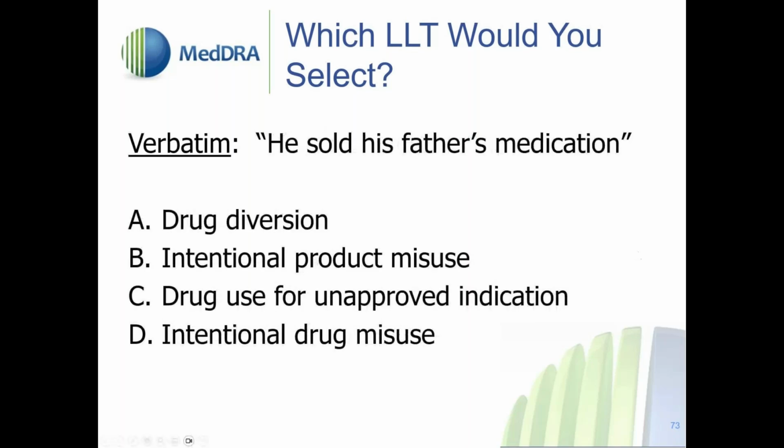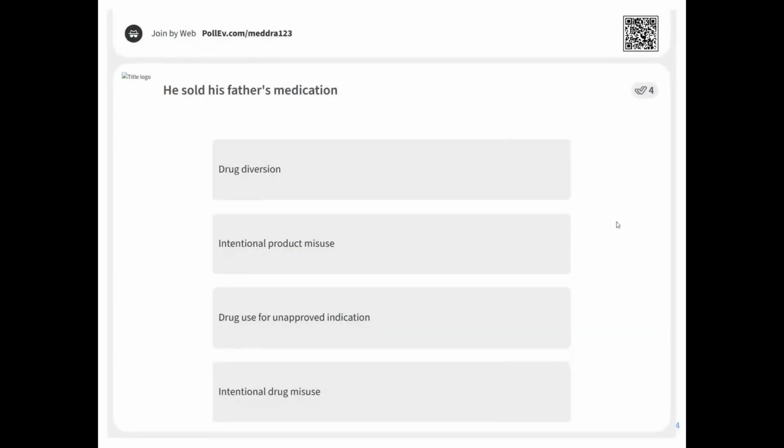Okay, this is a tricky one. He sold his father's medication. He sold his father's medication. We are giving you options. One of them is the option that we are shooting for. And there is a lesson behind the slide. So he sold his father's medication. Let's go through a few more seconds just to get a good number of folks taking a look at this example. Okay, we have enough here, so let's show responses.